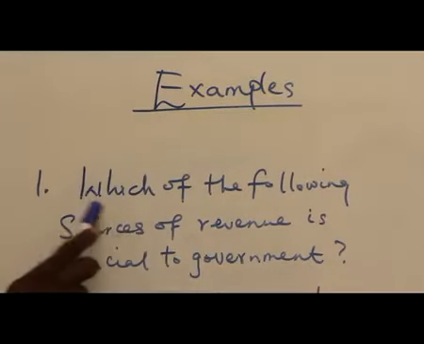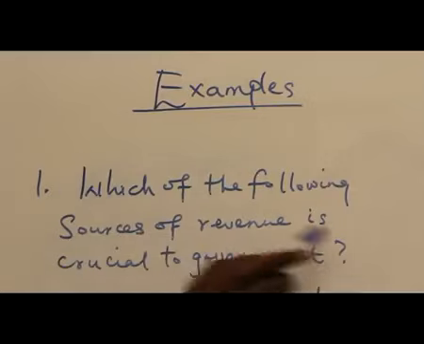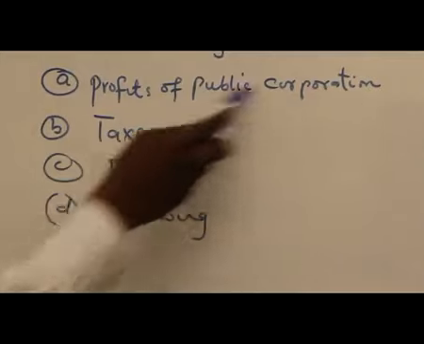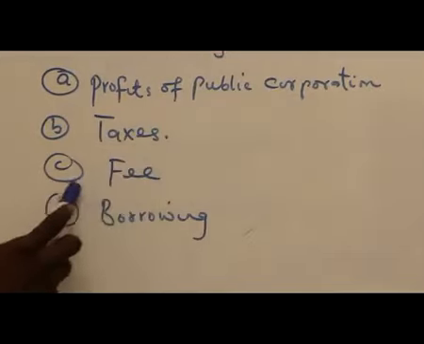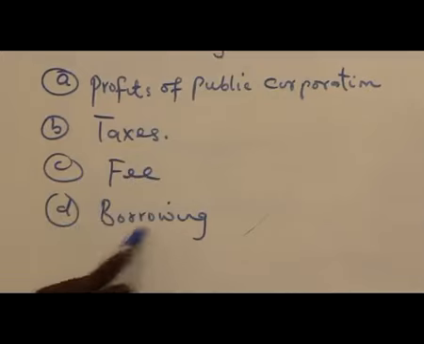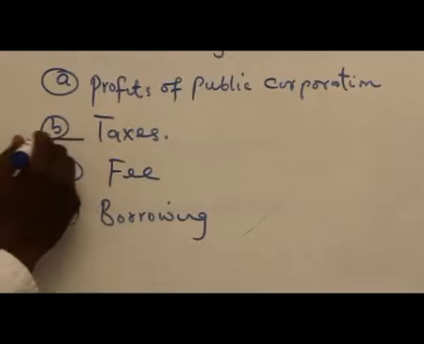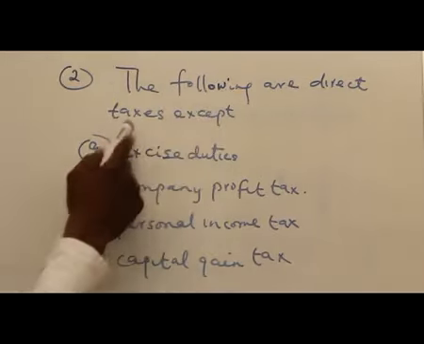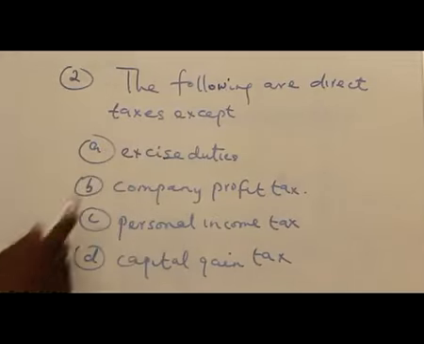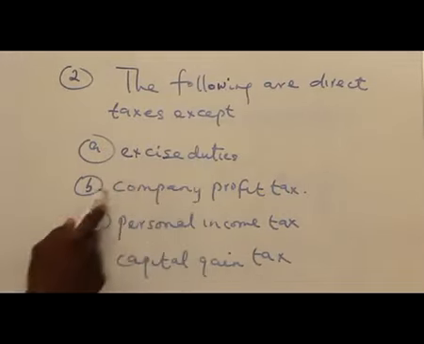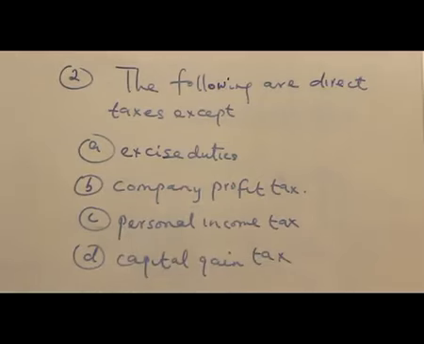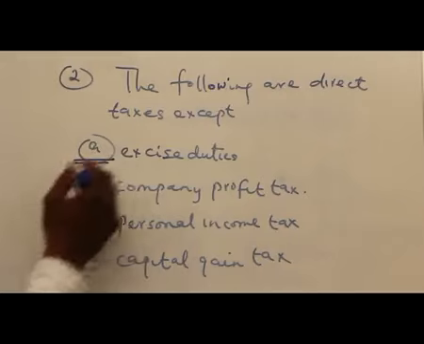Examples. Question 1. Which of the following sources of revenue is crucial to government? A. Profits of public corporation. B. Taxes. C. Fee. D. Borrowing. The right answer is B. Taxes. Question 2. The following are direct taxes except A. Excise duties. B. Company profit tax. C. Personal income tax. D. Capital gain tax. The right answer is A.